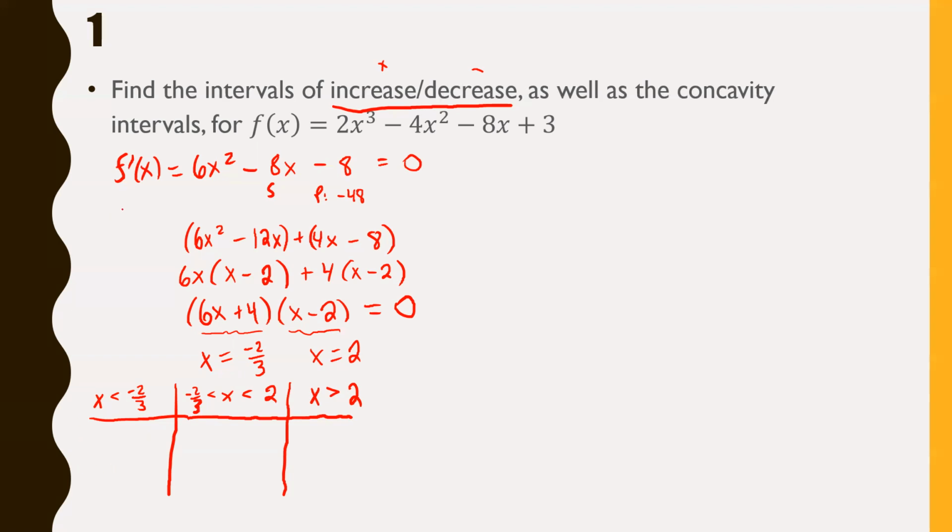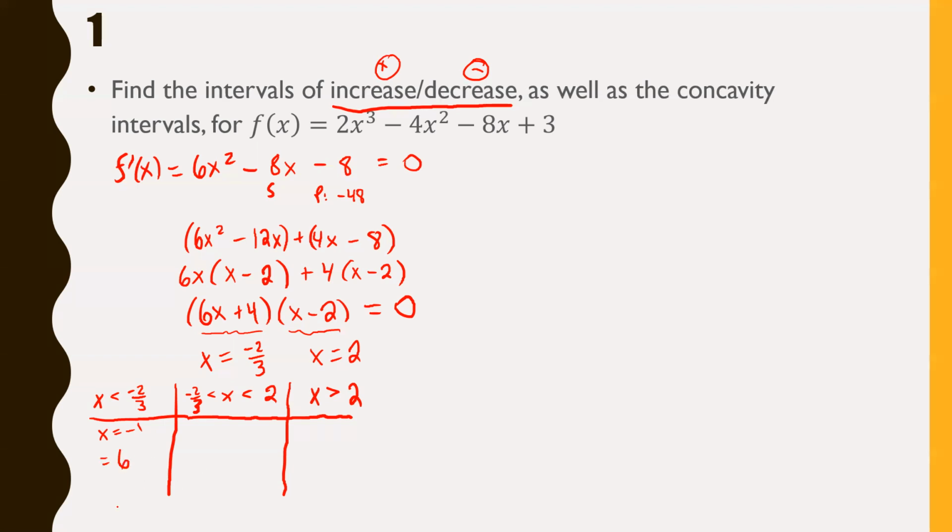The reason we plug it into the derivative is, again, we're looking for where there's an increase or a decrease. An increase means we have a positive derivative. A decrease means we have a negative derivative. So if we pick a number that's less than -2/3, one number we could test is x is -1. Plug -1 into the derivative, and you're going to get +6.